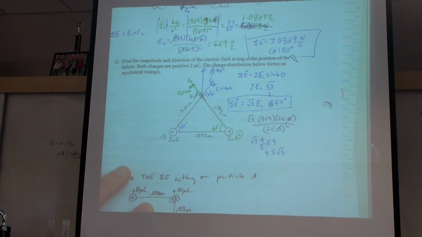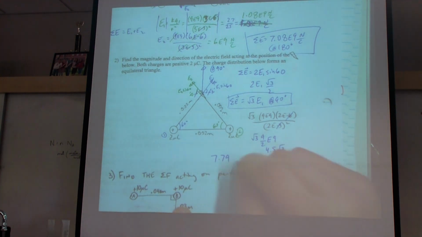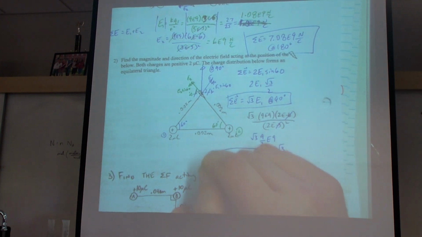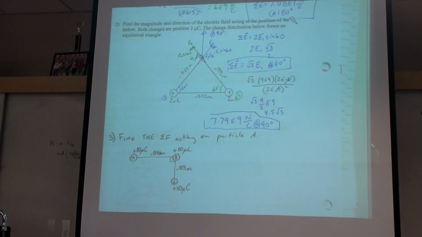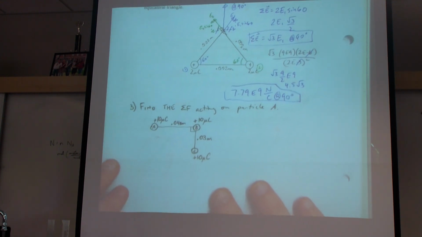4.5 times root 3 equals 7.79 E9 newtons per coulomb at 90 degrees. Boom. Delicioso. Okay? Good? Yeah. It's going to take some practice.